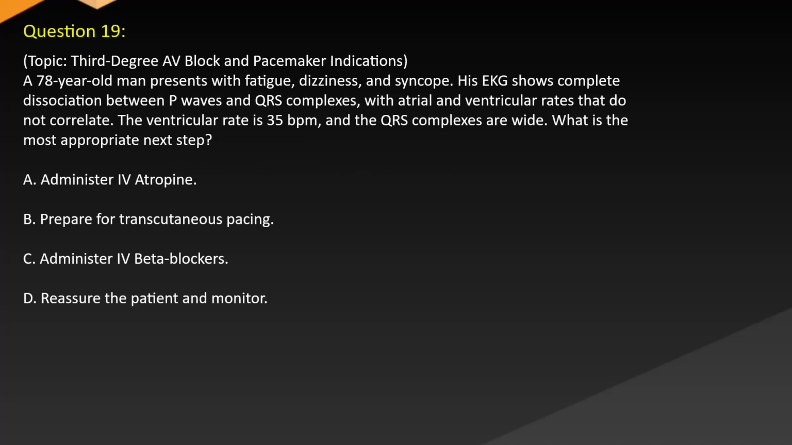Question 19. Topic: third degree AV block and pacemaker indications. A 78-year-old man presents with fatigue, dizziness, and syncope. His EKG shows complete dissociation between P waves and QRS complexes, with atrial and ventricular rates that do not correlate. The ventricular rate is 35 bpm and the QRS complexes are wide. What is the most appropriate next step? A. Administer atropine. B. Prepare for transcutaneous pacing. C. Administer beta blockers. D. Reassure the patient and monitor.